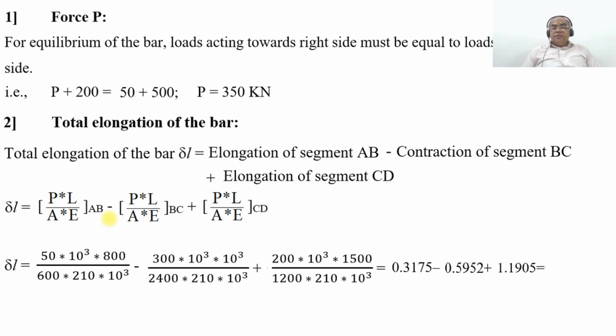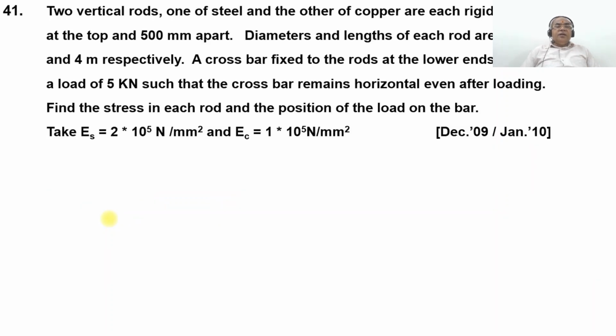minus 0.5952 plus 1.905, that is equal to 0.9128 mm. So this is how you will be able to solve this problem. Then we have problem number 41.